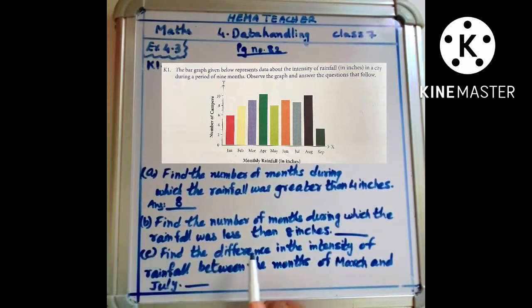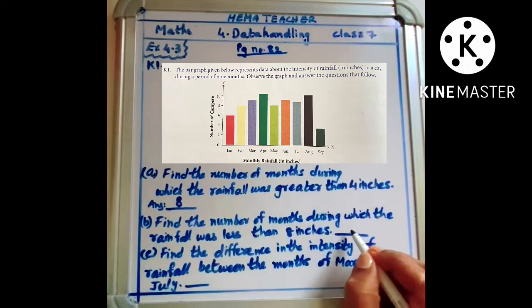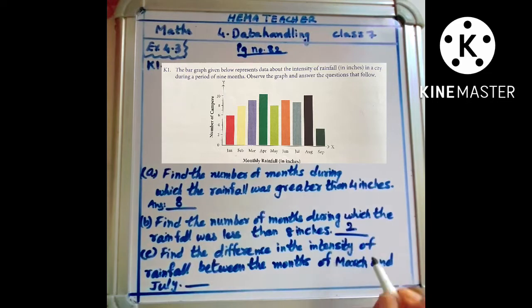B: find the number of months during which the rainfall was less than 8 inches. Answer: 2. There are 2 months. C: find the difference in the intensity of rainfall between the months of March and July. That is 1.